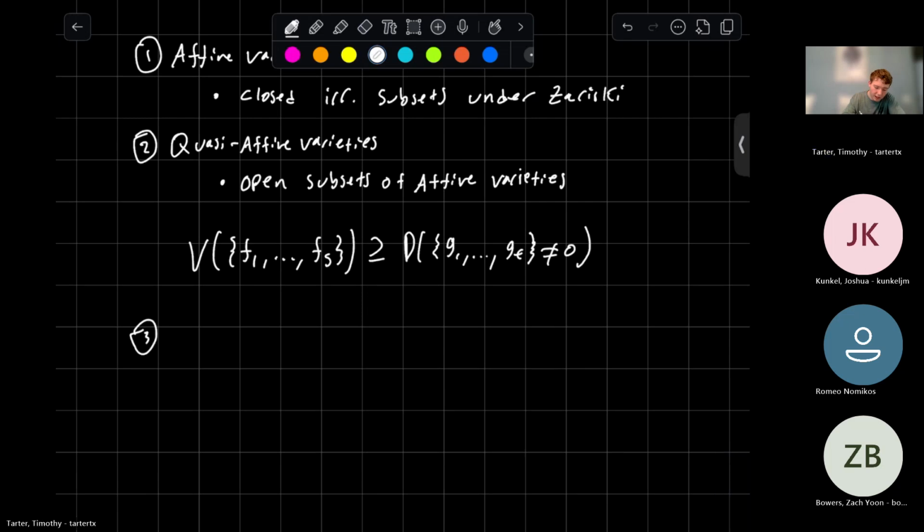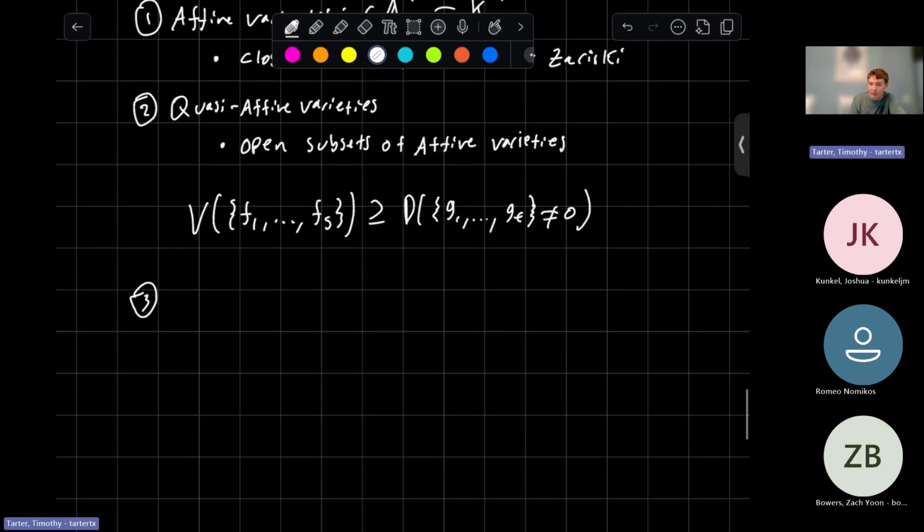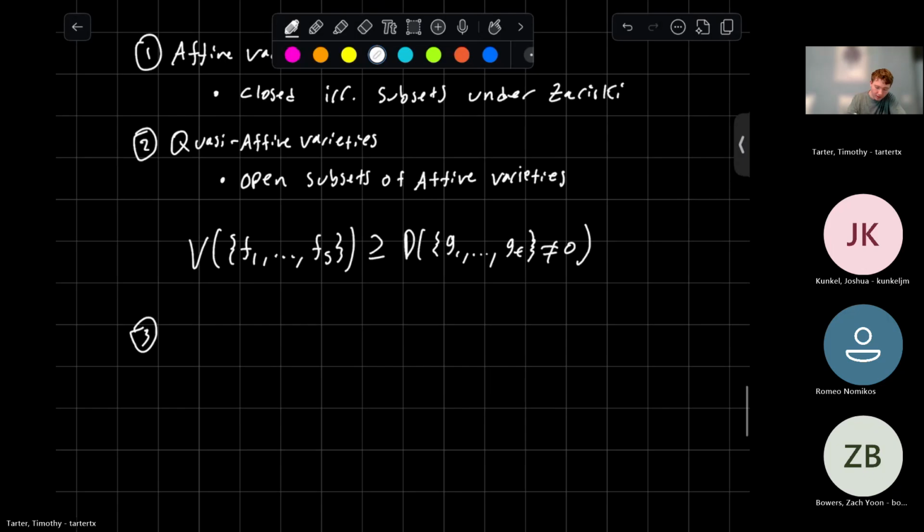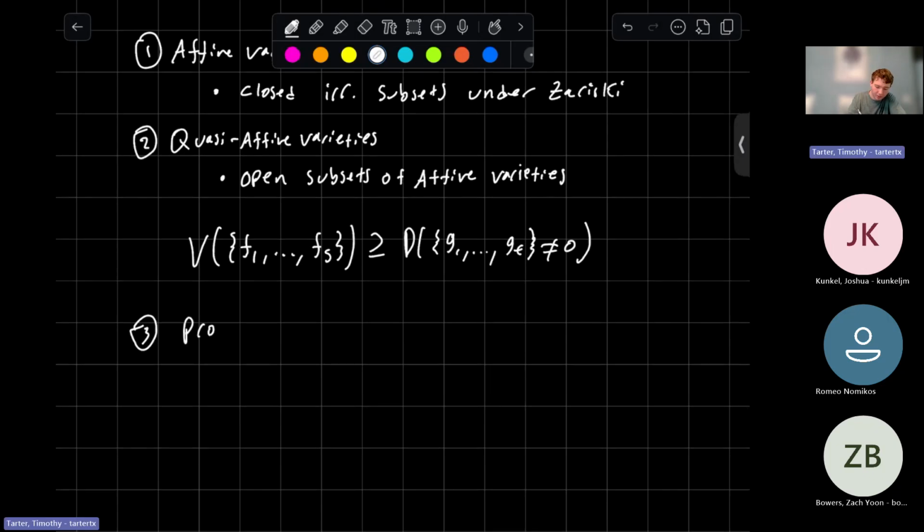So after our affine varieties, there are, of course, non-affine varieties. One such type is a projective variety.